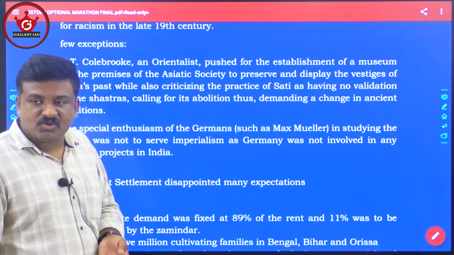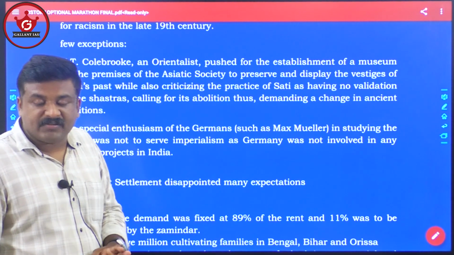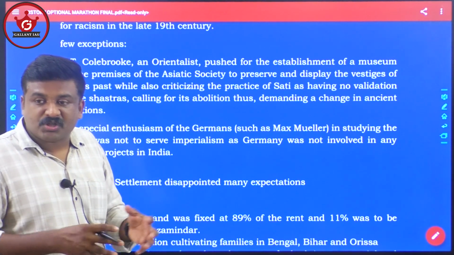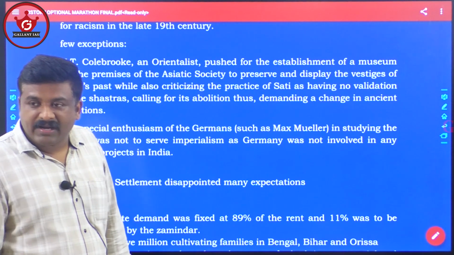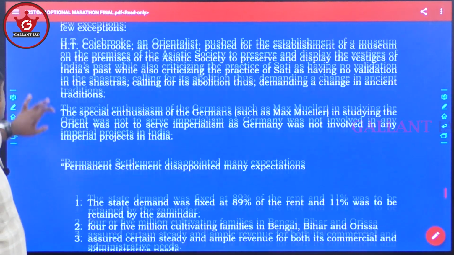Another counter theory is that German interest in studying this Indian past is not to satisfy imperialism, because Britain and Germany are enemies. They are not friends. Okay, that is another popular theory.